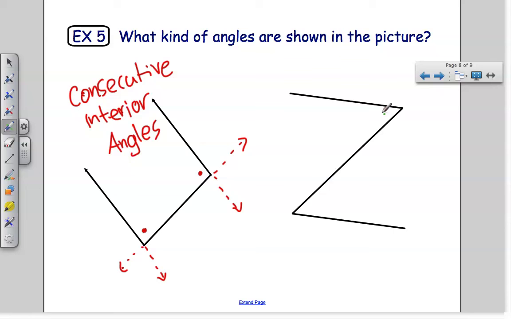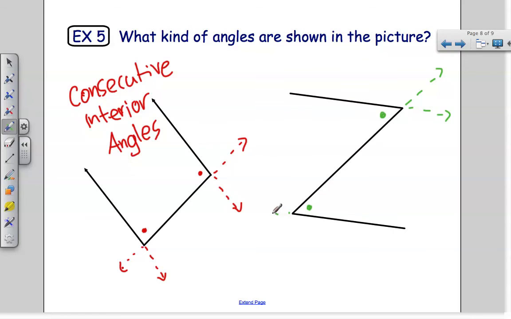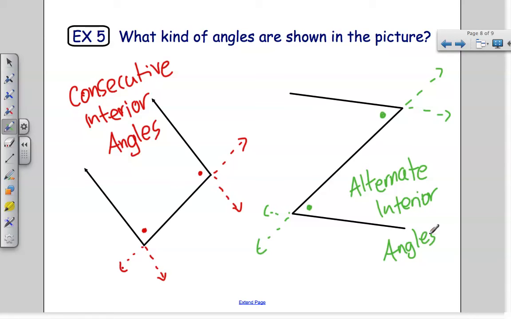What about here? What kind of angles are shown in the picture? Now, we talked about this Z shape being a familiar one and giving you a special angle pair. If you imagine these lines extending, it should make it a little bit more clear what kind of angles we have. Oh look, they're between these two lines, they're interiors, they're on opposite sides, these are alternate interior angles. And remember that alternate interior angles always give you that Z shape. So be able to identify these special pairs of angles just from an abbreviated or not full picture as well.